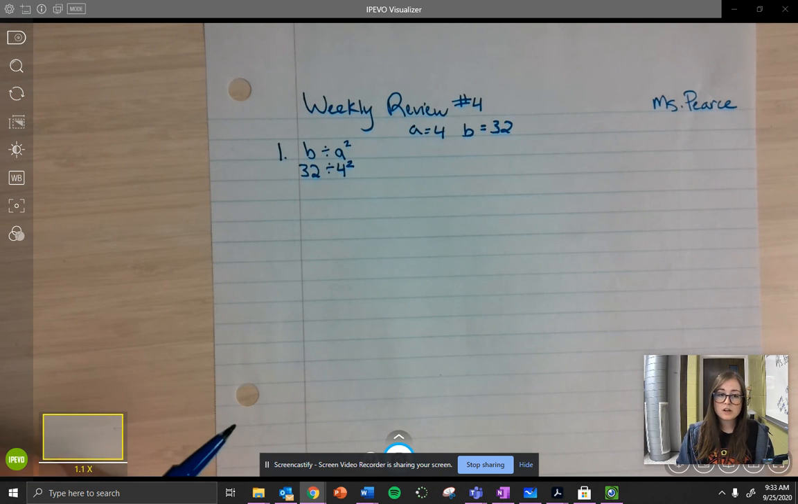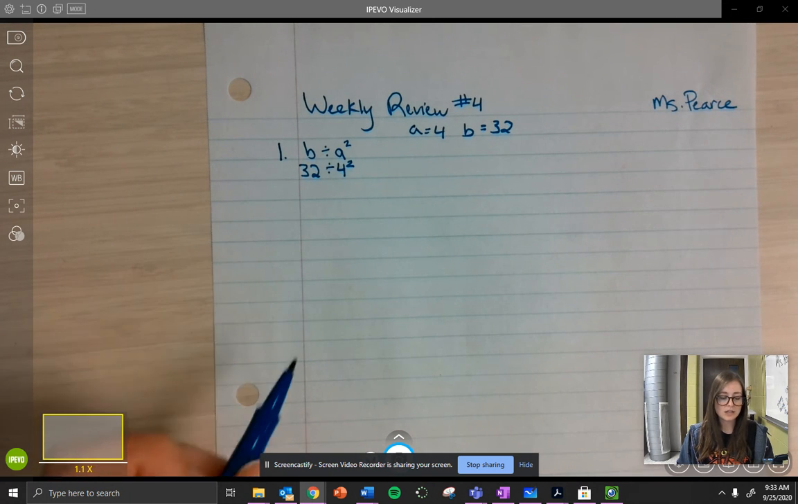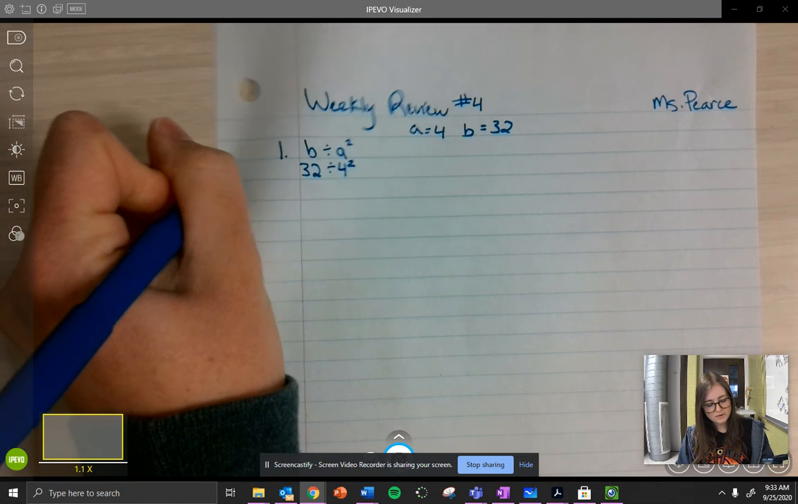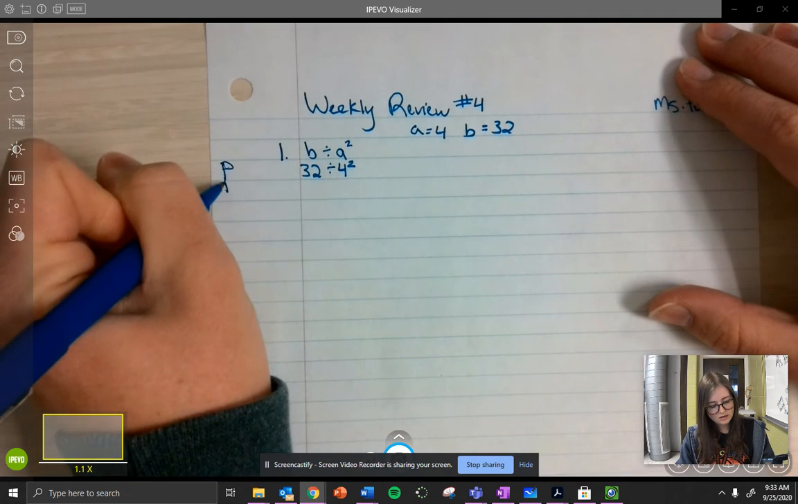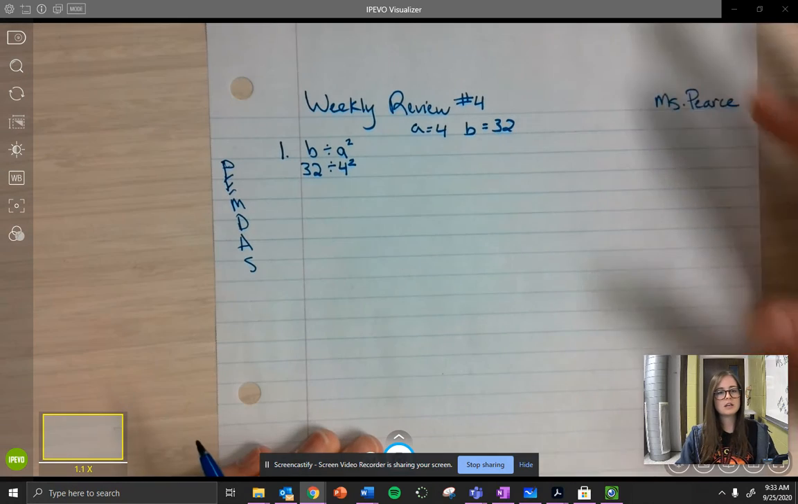Now, instead of just doing all of this in our head and writing the answer down, we really want to make sure we are showing all of our steps and making those nice, pretty layers. But we want to follow the order of operations. So I'm going to write that along the side of my paper here.